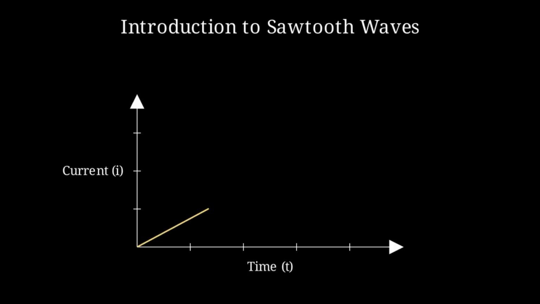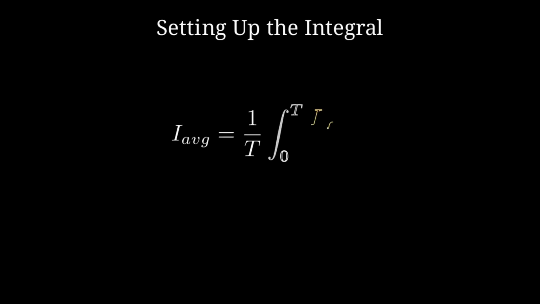In electrical engineering, sawtooth waves are common in signal processing and power electronics. Unlike a steady DC current, these waves ramp up linearly. To understand their power delivery, we must calculate their average value over a full cycle. We substitute our function into the average value formula.